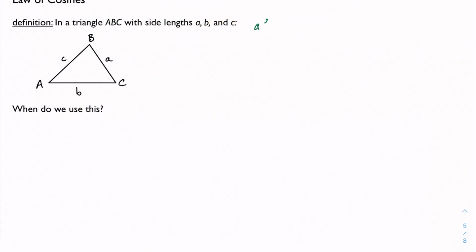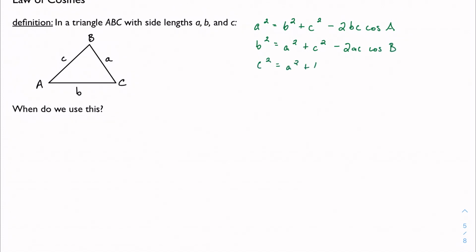I could say that a squared equals b squared plus c squared minus 2bc cosine A. And then from this, it follows that I could actually rewrite this for any ordering of my sides and angles. So I'm just going to do that right now. But you should notice a couple things. You should probably notice that this looks like the Pythagorean theorem.